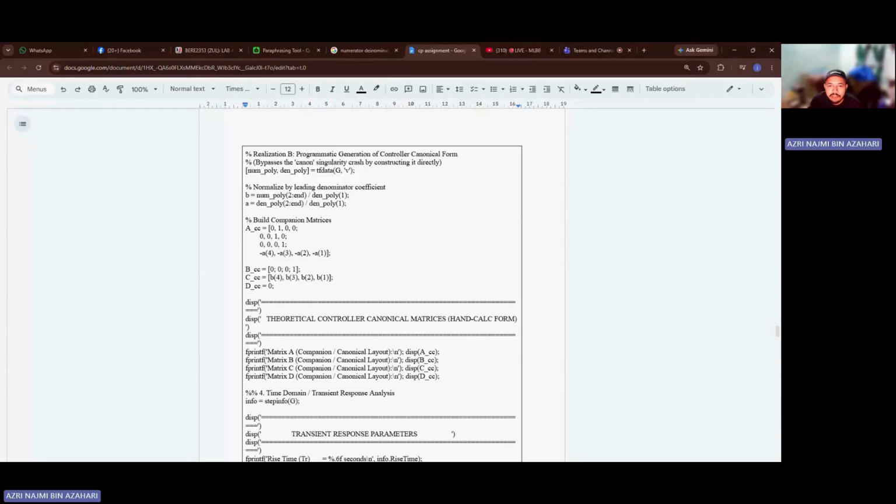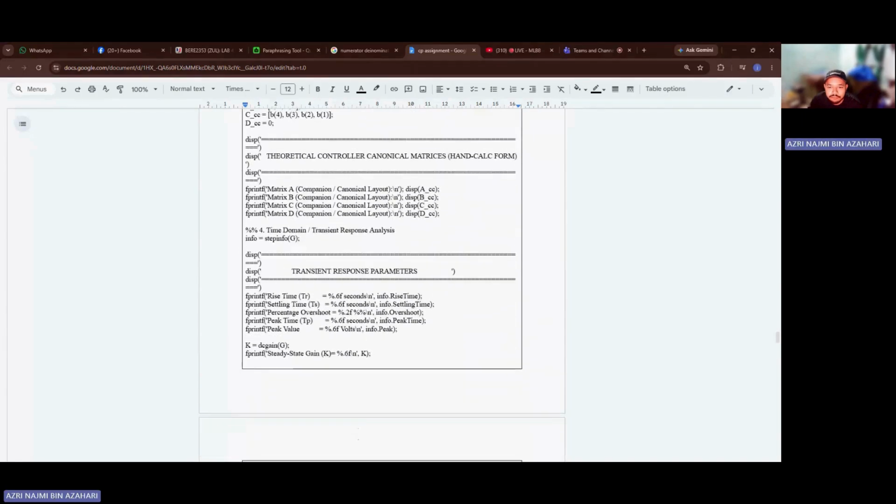This gives us the exact theoretical hand calculation layout for our A, B, C, and D canonical matrices. Finally, in section 4, we jump into the time domain and transient response analysis. We use the stepinfo command to instantly grab our key performance metrics like rise time, settling time, percentage overshoot, peak time, and peak value, and wrap things up by using dcgain to find our steady state gain K. All of these parameters are cleanly printed out at the end.